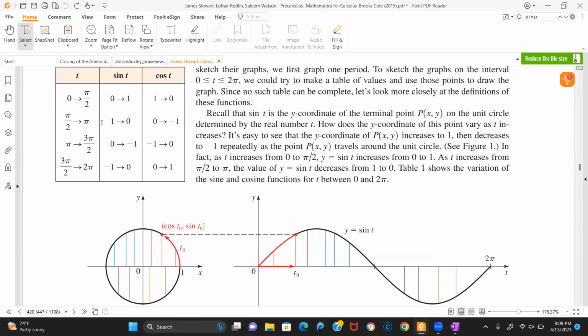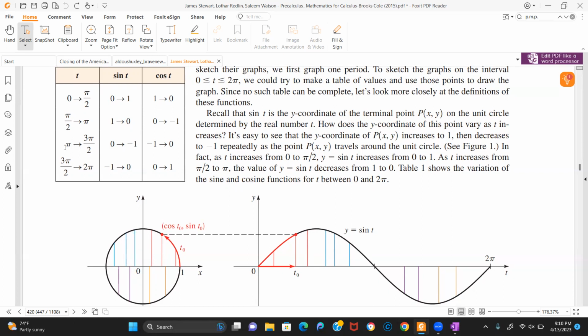Now consider t values as you go from pi over 2 to pi. You start at this top point right here, and as you go down towards pi, you can see that the y coordinates are decreasing. So that's where you max out, and then you start decreasing until you hit 0, and that's when you hit the point pi, which corresponds to negative 1, 0.